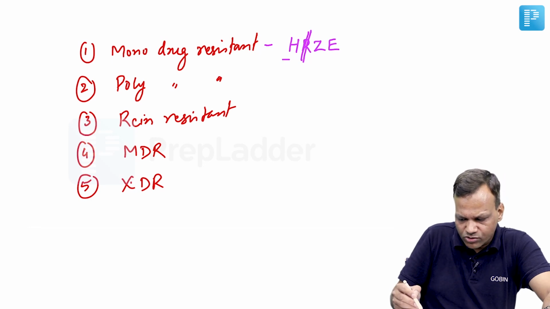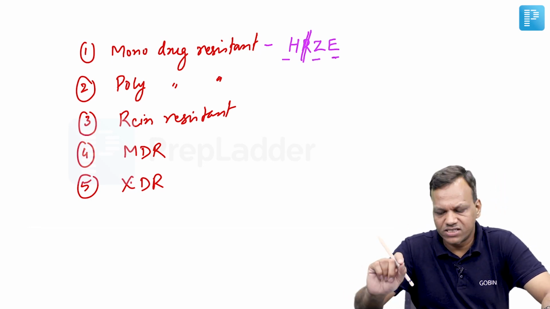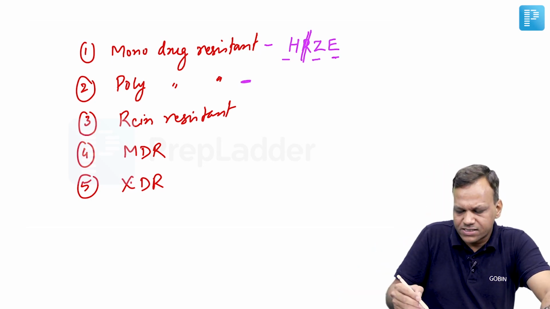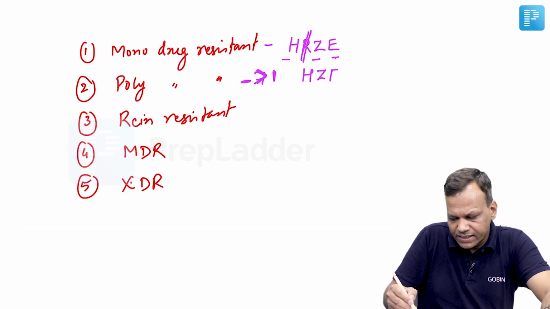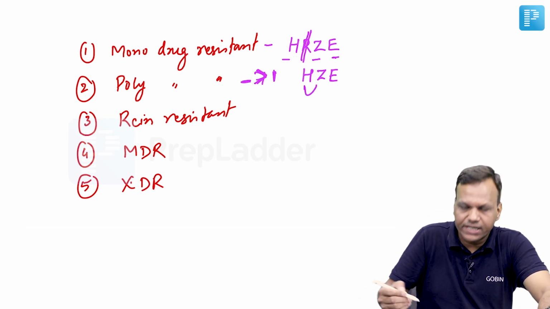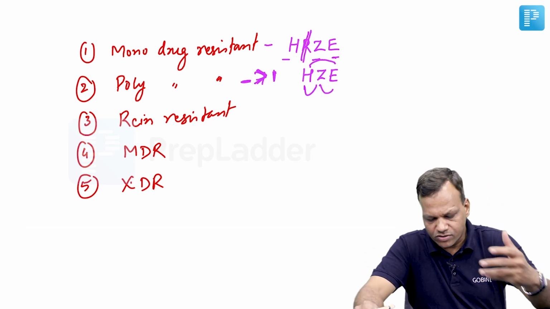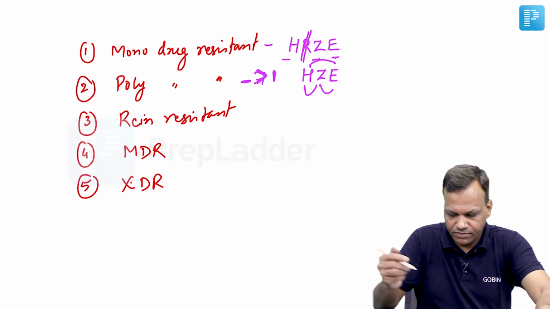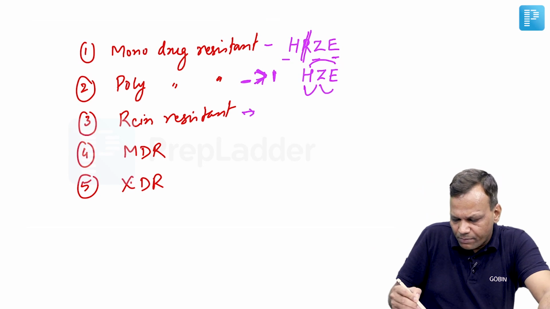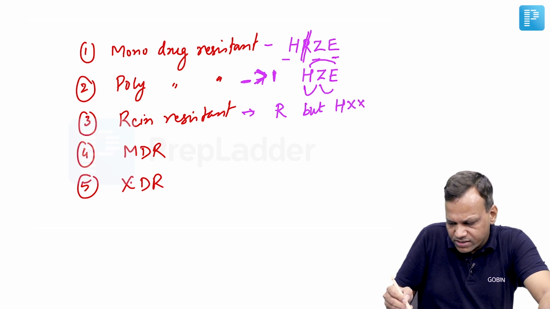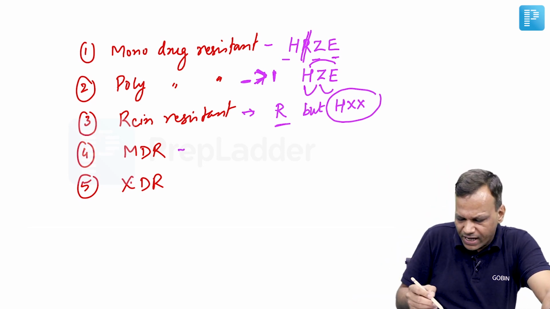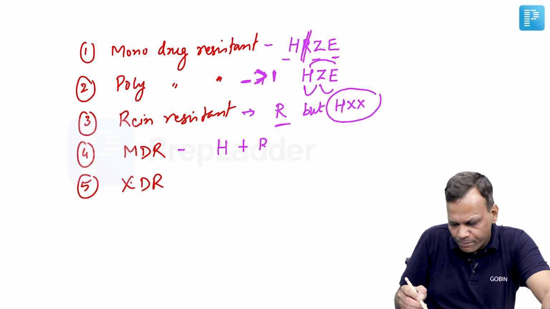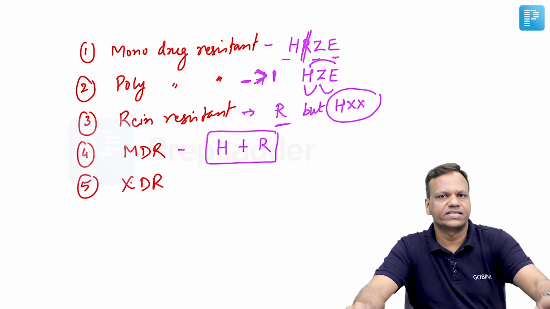So if the bacteria is resistant to either isoniazid or pyrazinamide or ethambutol, it is called monodrug resistance, any one. Polydrug resistance is more than one of these three drugs. That means among HZE, if the mycobacterium is resistant to H and Z or H and E or Z and E, then it is called polydrug resistant, but not rifampicin. Rifampicin resistance is the term used when the bacteria is resistant to rifampicin but sensitive to isoniazid. It is not resistant to isoniazid, only to rifampicin. And MDR, when it is resistant to both isoniazid and rifampicin.